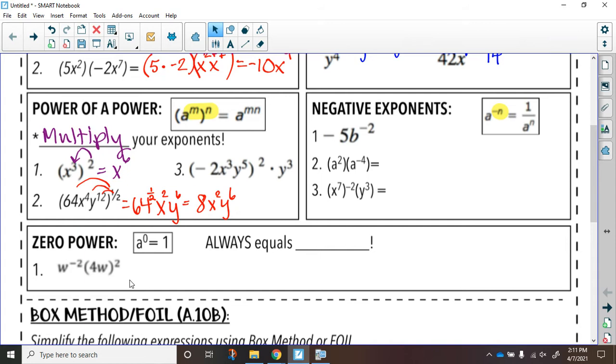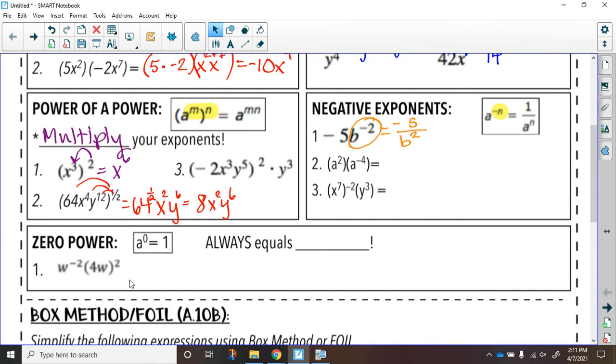If we look at number 1, I have negative 5 b to the negative 2. Now, keep in mind that there is no parentheses in this problem, so this negative 2 only belongs to the b. So go ahead and circle that term, so that you are not moving the negative 5, because we only want to move that b variable. When I move it, we should get negative 5 over b squared.